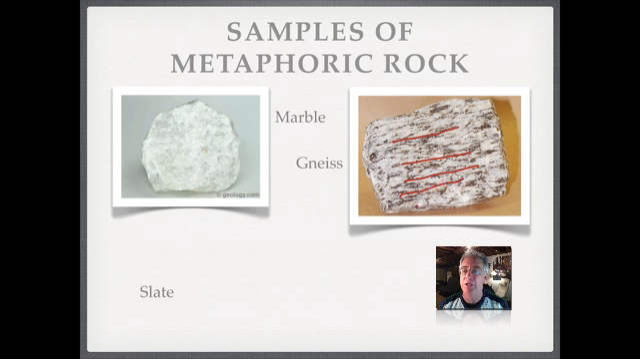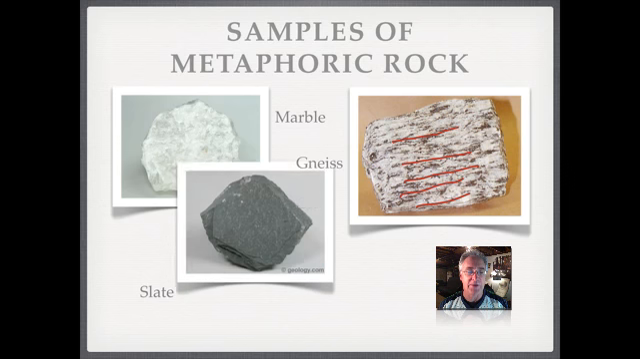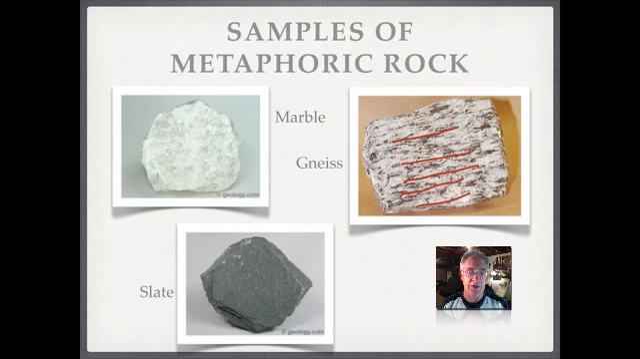You can see those layers. And of course, in marble, you don't quite see the layers as well. But definitely in slate, you can see these layers that were laid down a little at a time, and it was pressed together to make more of a hard substance or rock.